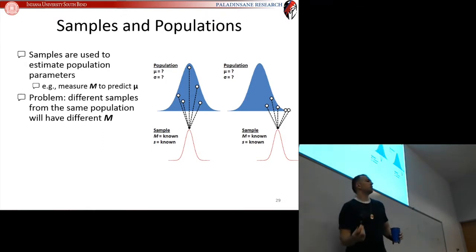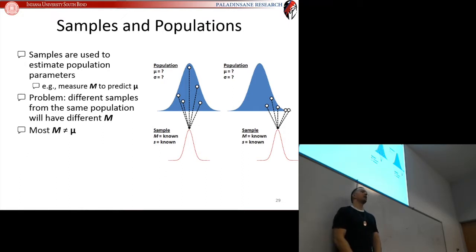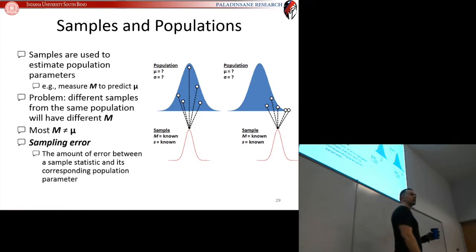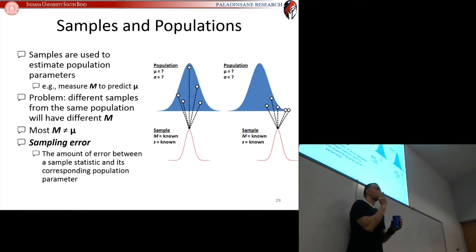So different samples from any population are always going to end up with different sample means. If you take 5 people out of a population, you test them on some measure, it's going to be different for the next 5 people that you take out, and different for the next 5 people after that. So most of the time, your sample mean is not going to equal your population mean. Sometimes it's going to be very close, sometimes it's going to be far away, but most of the time it's not going to equal it, and that's called sampling error. That's the difference between what the actual true value is and what your measured sample estimates it to be.